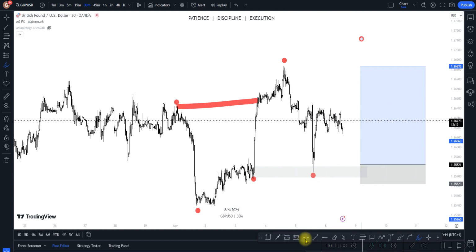So that is how we analyze the market using the S and R level, which is one of the most important aspects of price action trading. So we need to know how to identify these zones, how to mark these zones, and how to trade these zones, just like it has been explained in this video.